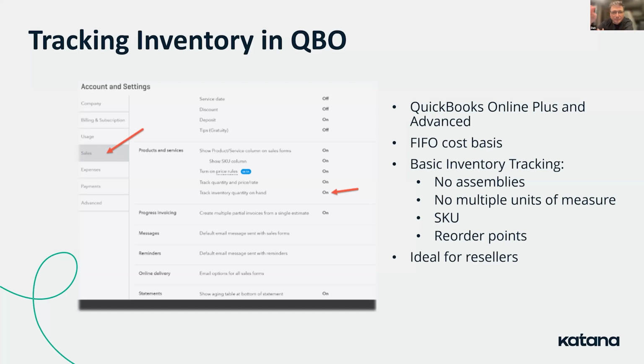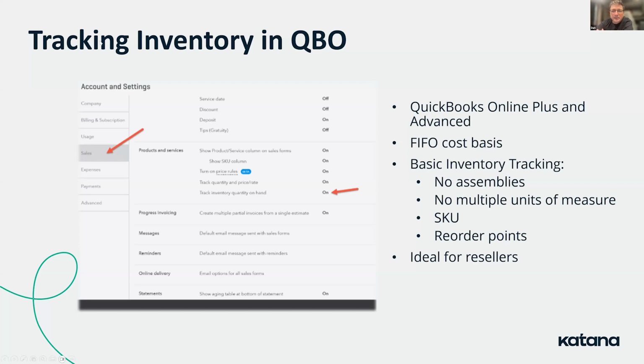All right, so let's talk a little bit about QuickBooks Online, the best solution as far as what QuickBooks can do. To track inventory in QuickBooks Online, you have to be on Plus or Advanced. There's no difference in the functionality between Plus and Advanced when it comes to inventory. Just set that straight there. But the cost basis is always going to be FIFO, first in, first out. There is no average costing or anything like that. So if you are going to be tracking inventory inside of QuickBooks Online, it's going to be done on a first in, first out basis.